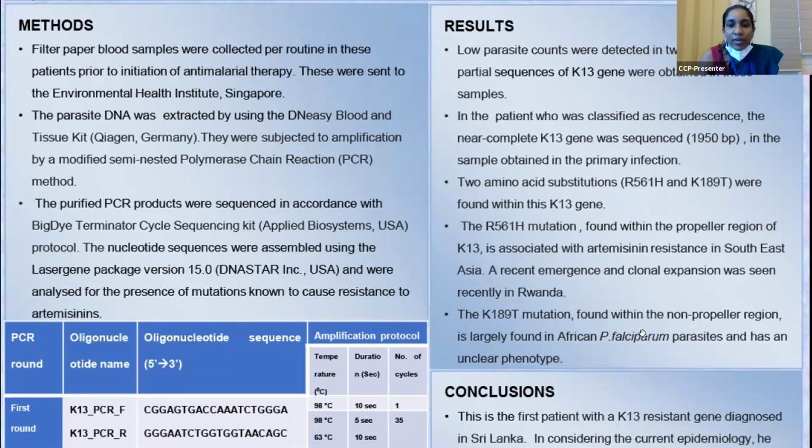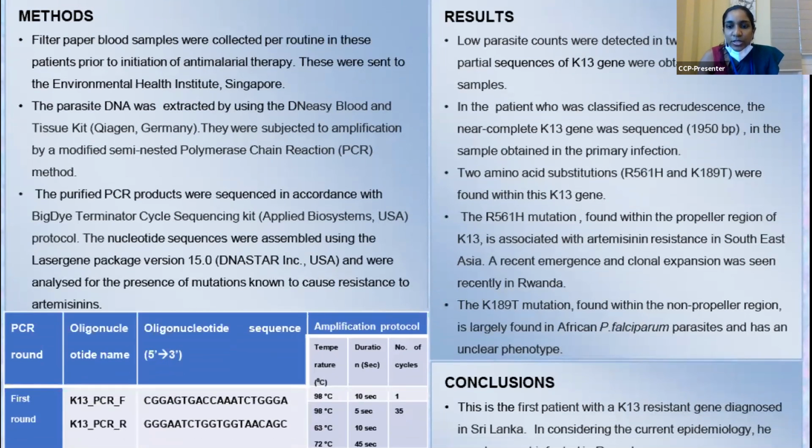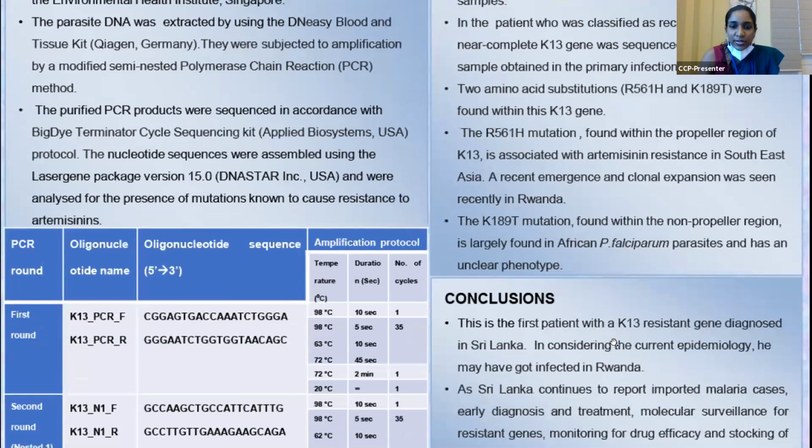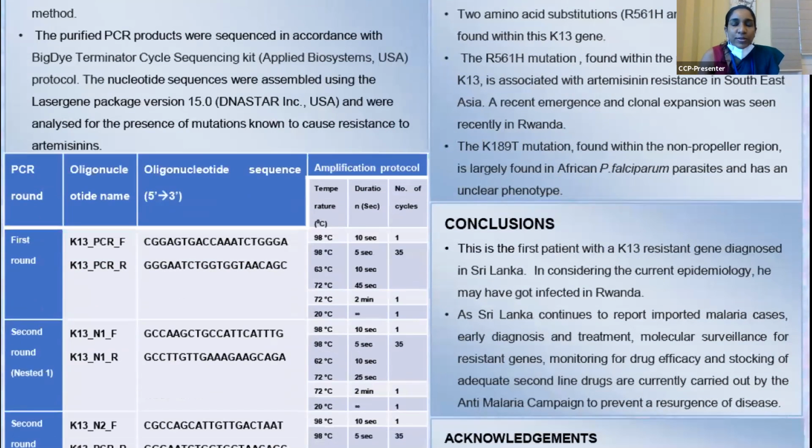The K189T mutation is found outside the propeller region. Non-propeller region mutations are not known to confer artemisinin resistance. So in conclusion, this is the first report of Plasmodium falciparum K13 gene genotypic detection in Sri Lanka. And considering the current epidemiology, we may have got this infection in Rwanda. As Sri Lanka continues to report imported malaria cases, early diagnosis, treatment, molecular surveillance, and efficacy testing is currently being carried out by the Anti Malaria Campaign to prevent it.